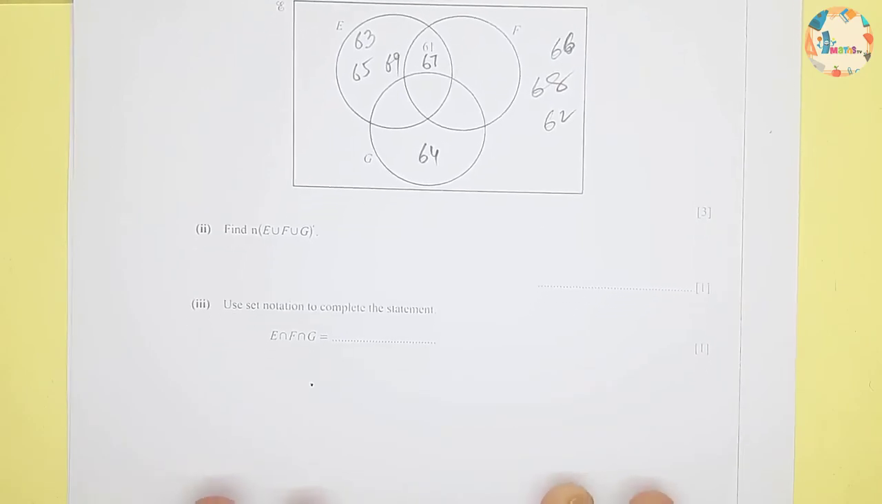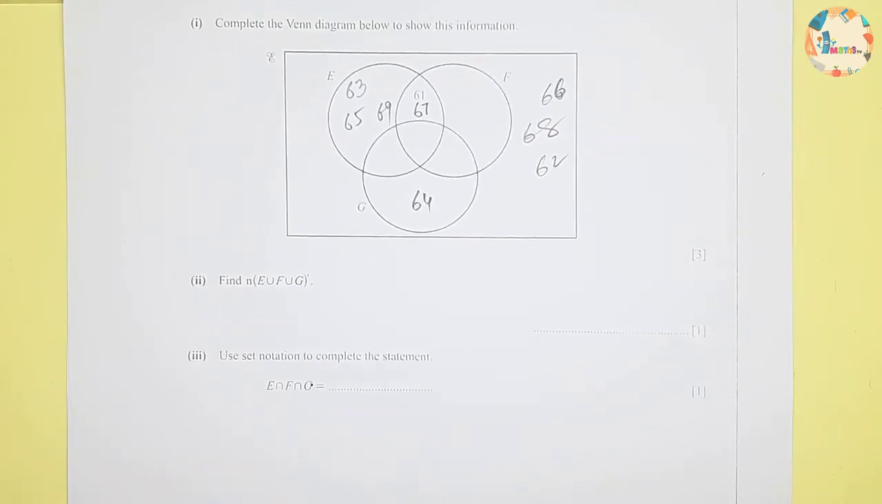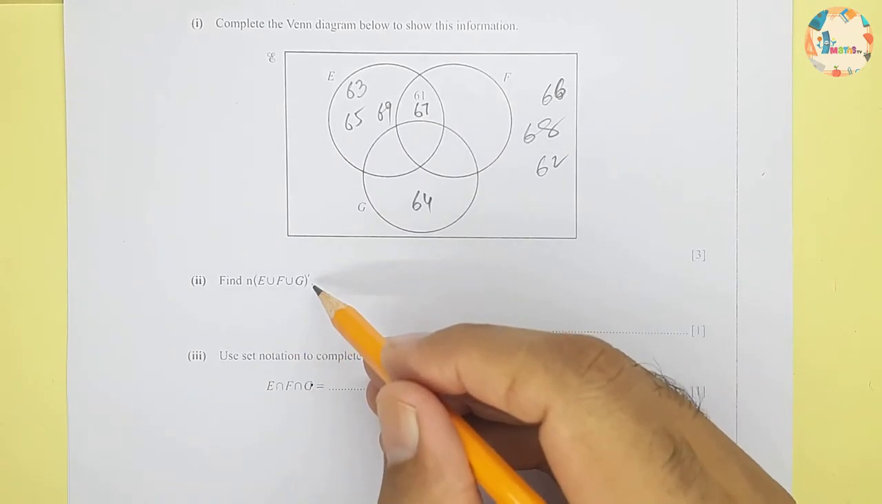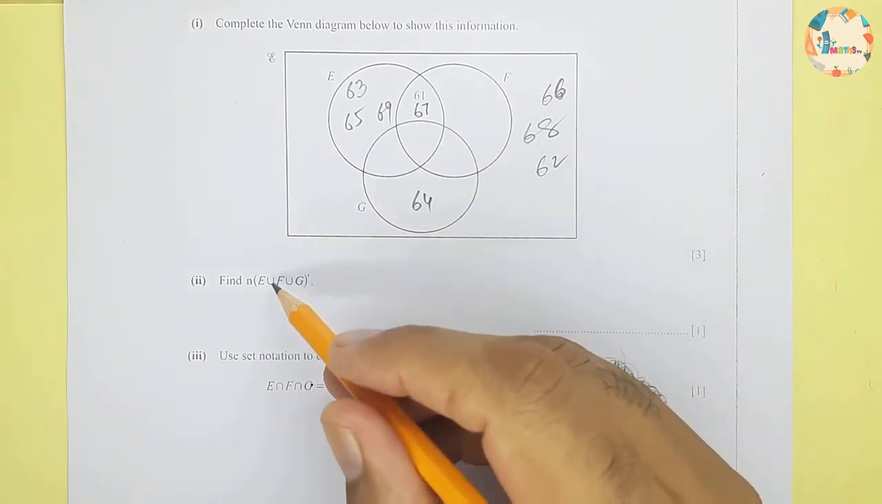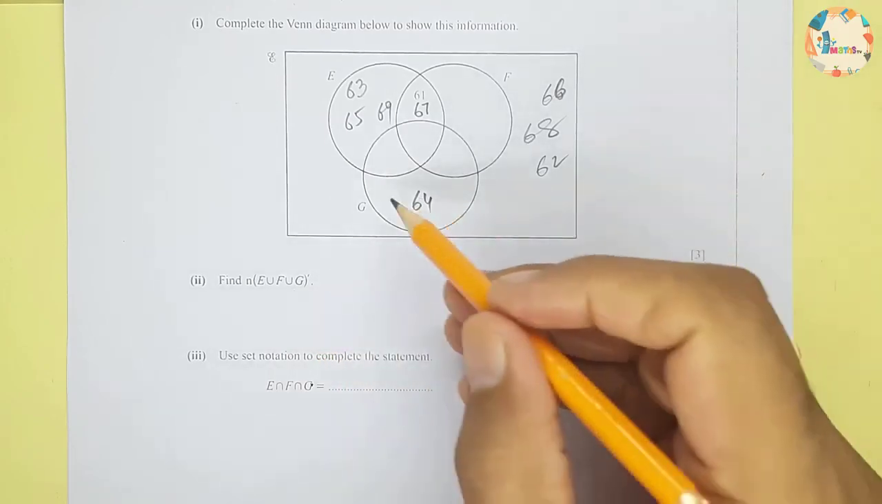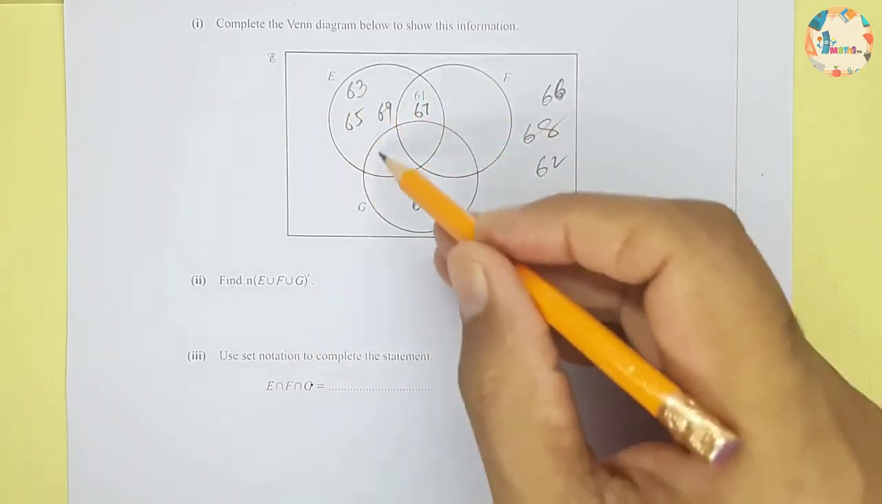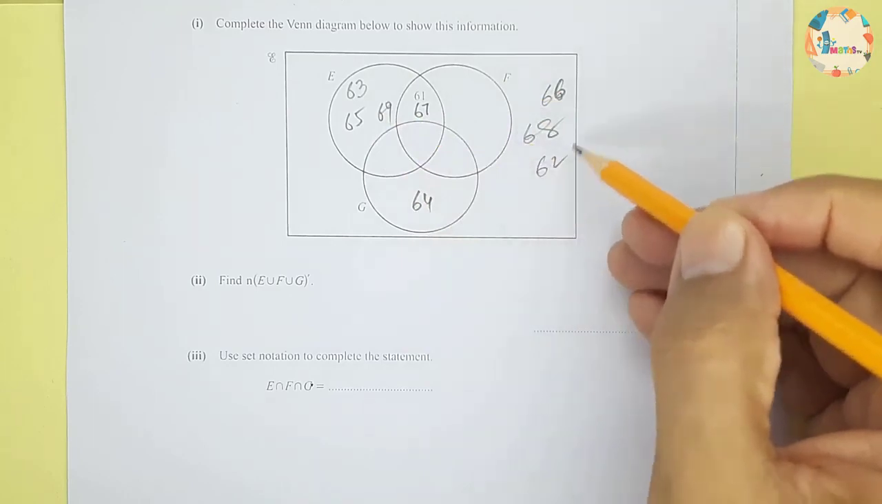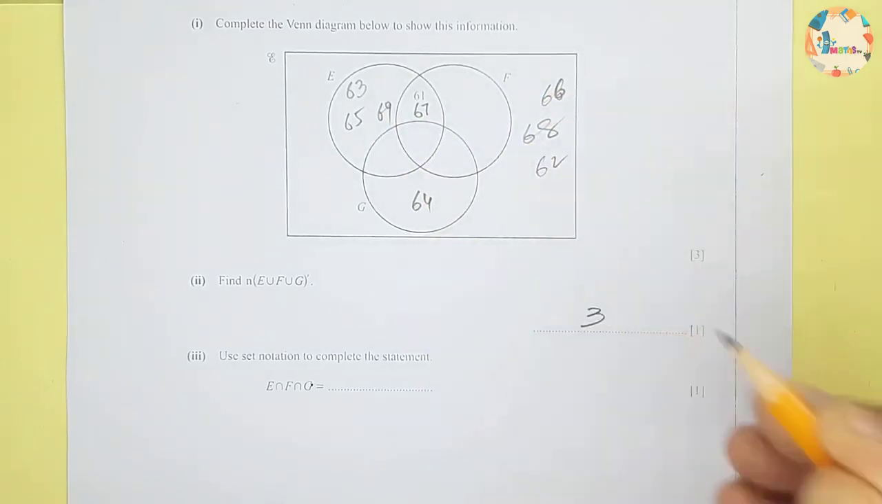Find n of E union F union G complement. So we'll take the union of everything. The union of everything will be everything included in these circles. So outside there are only 3 numbers, so we'll write 3 here.